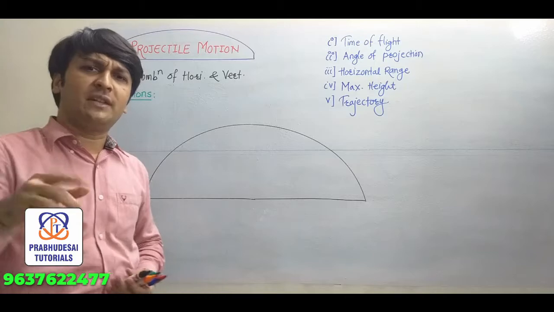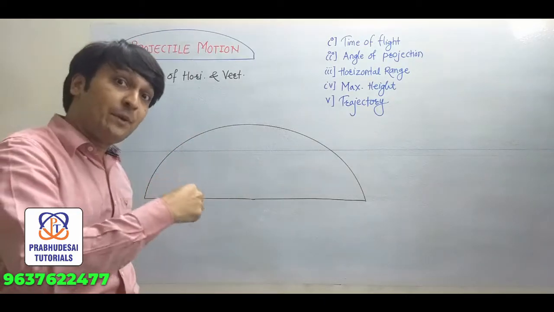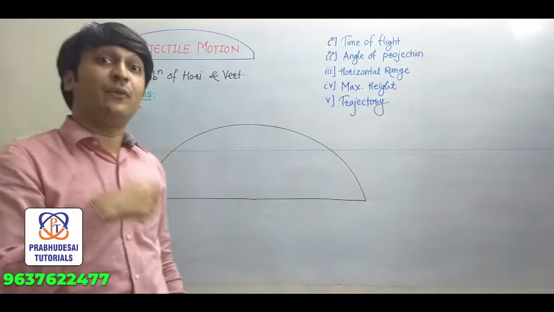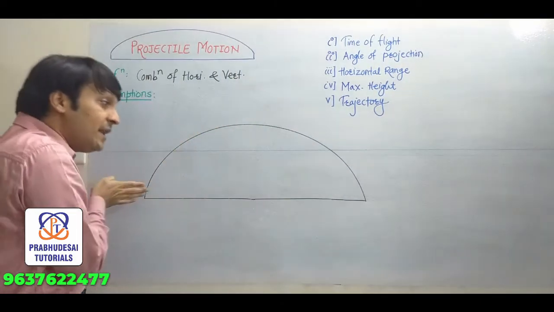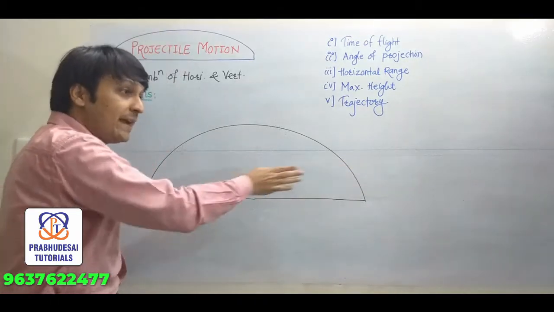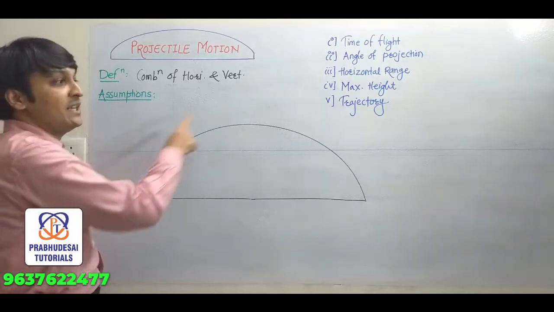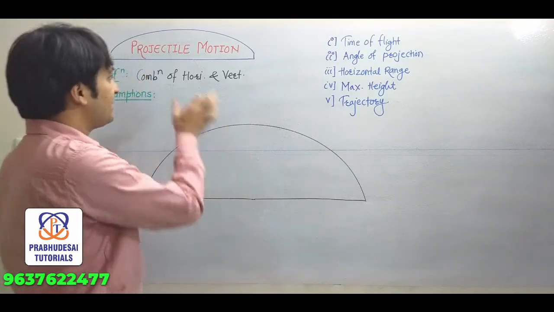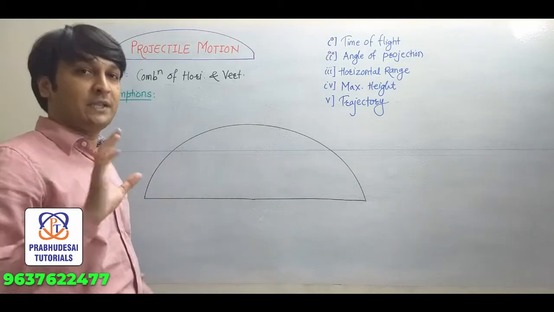What do you mean by horizontal and vertical motion? A ball thrown from the wicket keeper to the fielder, or from the fielder to the wicket keeper, will have this kind of path. That means the ball is moving up as well as moving to the right. Moving to the right means x direction, moving up means y direction, and the combination is called a projectile. So this is the definition of projectile motion: a combination of horizontal as well as vertical motion.